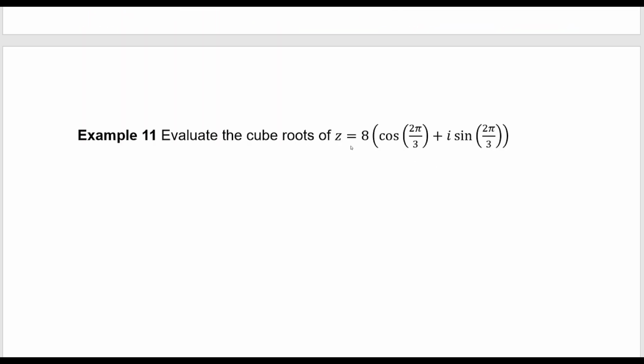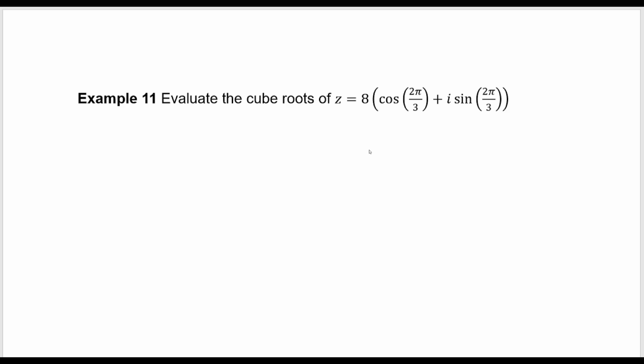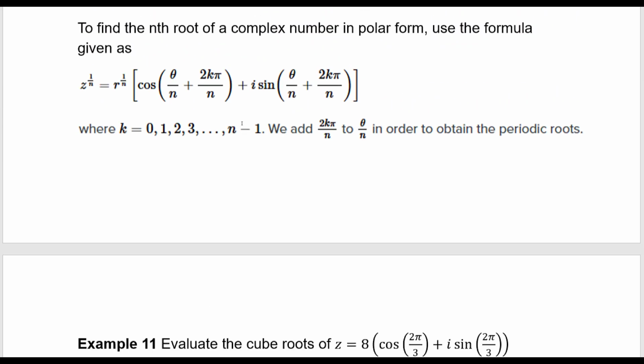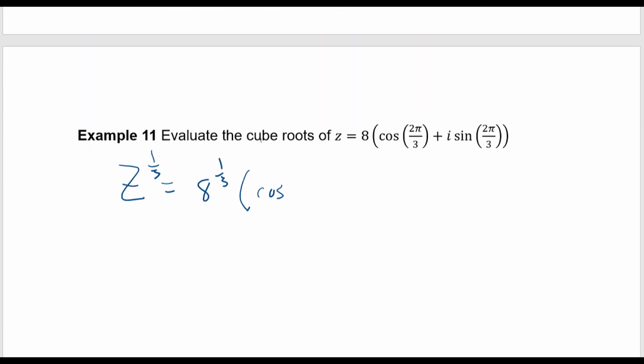So evaluate the cube roots of z equals 8 cosine of 2 pi over 3 plus i sine of 2 pi over 3. So for this, z to the 1/3 is going to be 8 to the 1/3 times cosine of, that was theta over n, so 2 pi over 3 over n, which is 3, plus 2 pi k over 3.